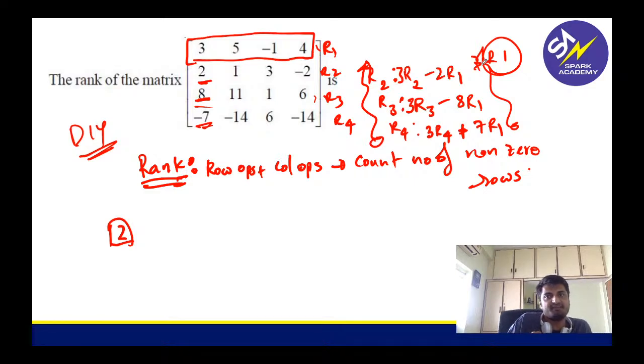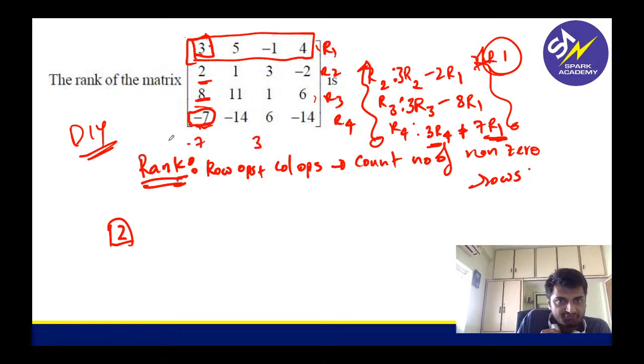How is plus 7, ma'am? This is 3, no, this is 3. This is minus 7, so this should be 21, 21, right? That is why we are doing 3R4 plus 7R1. Okay, both should be zeros actually. I want to make this 0. This is minus 7, this is plus 3. So I have to multiply 3 here and 7 here, and then if I add, it will get cancelled, right? Got it, Lyrie?